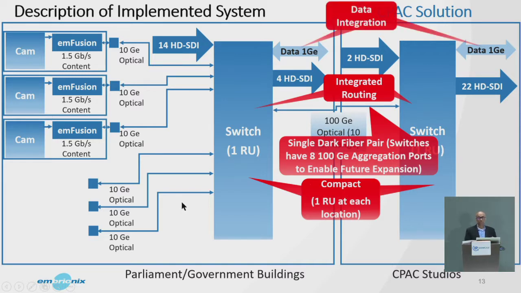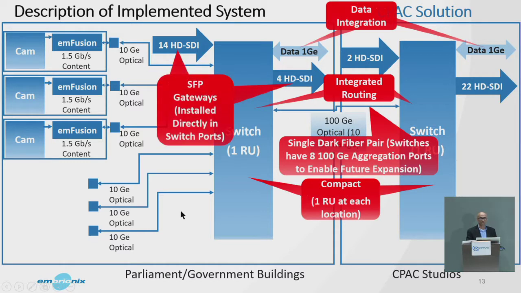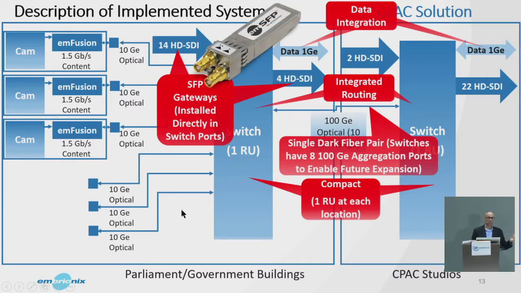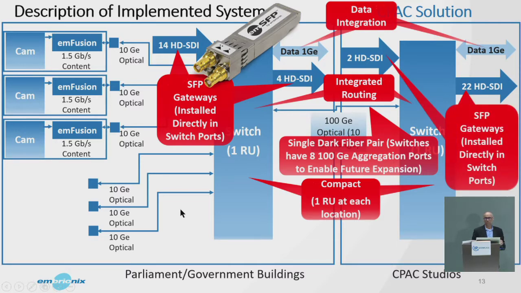Data integration, I mentioned. So in this case, the IT department is using 1 gig E of the space for their own purpose. I'll get into another data integration or possible data integration application. SFP gateways are installed directly in the switch, so not taking up any additional space. There are 2 channels per SFP installed directly in the switch, in both switches, at the Parliament buildings and back at CPAC studios.